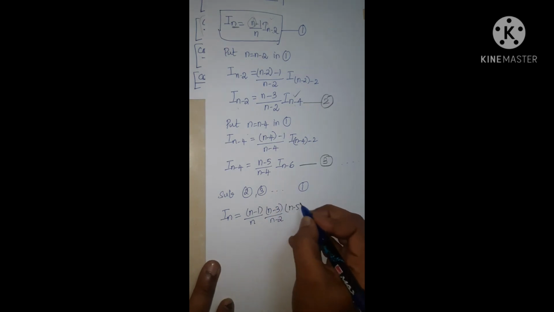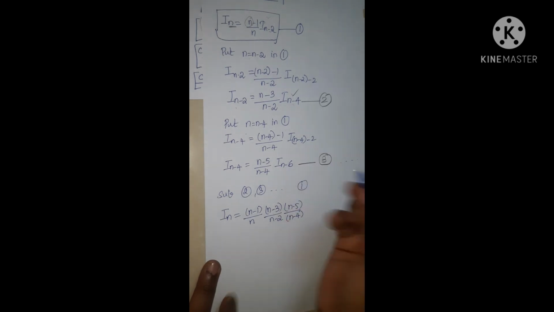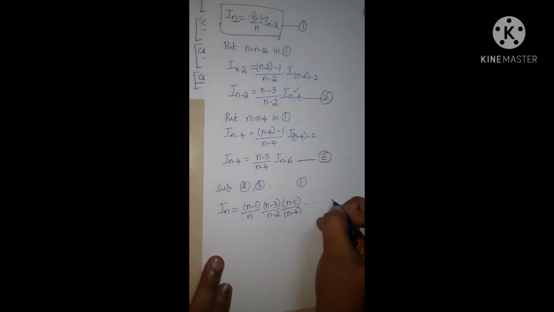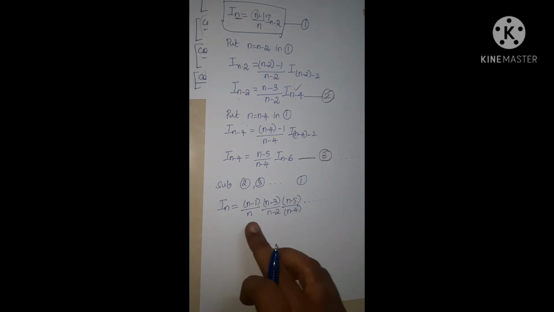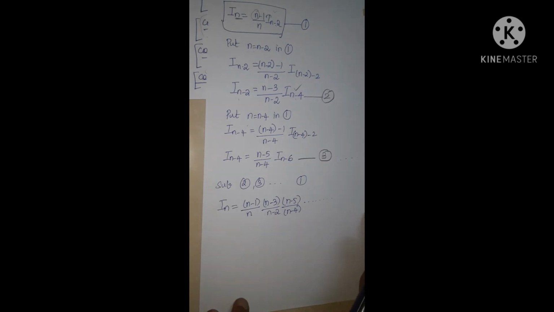n minus 5 by n minus 4, I n minus 6. Then I will get another answer for I n minus 6. Like this, the expression will be continued. Till where? Wherever n is going to be the final value. So when I think about n being the last value, the expression will be extended till there.